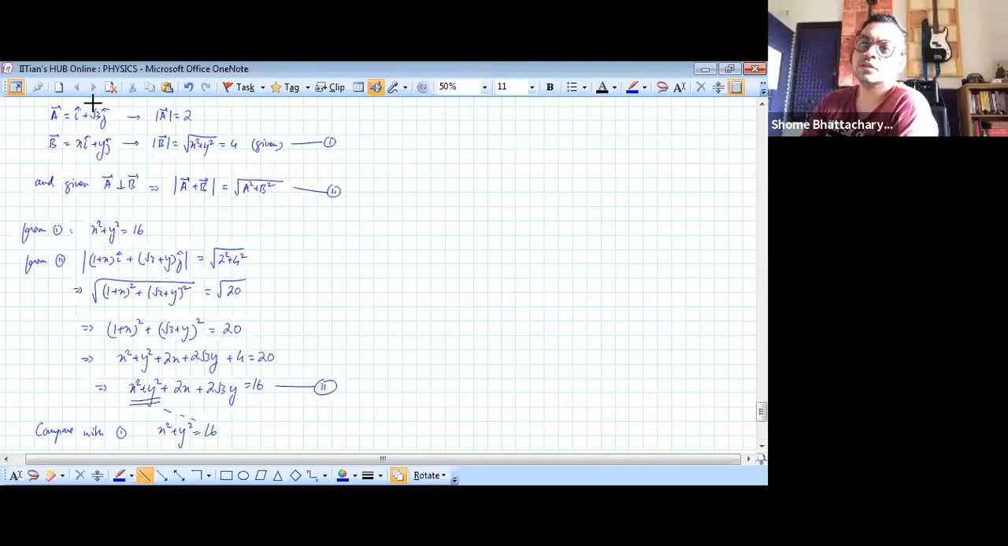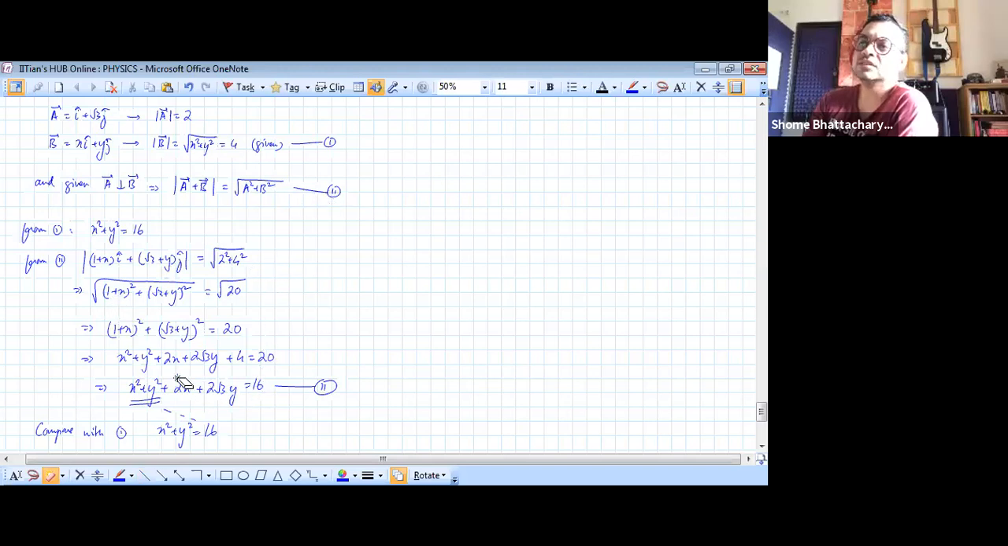So now from this, what is A plus B? Add the two vectors. So it is 1 plus x i cap plus root 3 plus y j cap. So its mod should be root of a square plus b square, where a's magnitude is 2, b's magnitude is 4. So it should be this much. So now just express this whole thing as an equation. So you will see that you will get your second equation. Okay, this is the second equation.